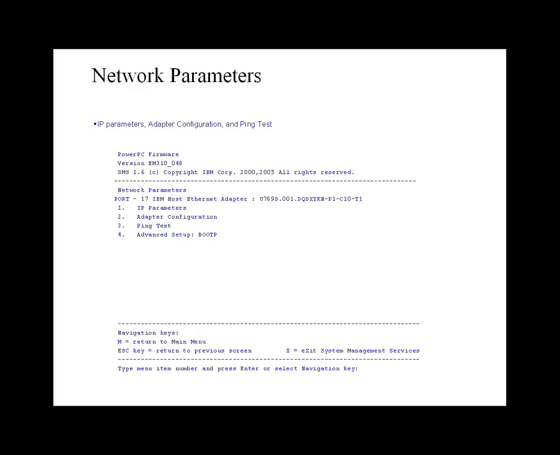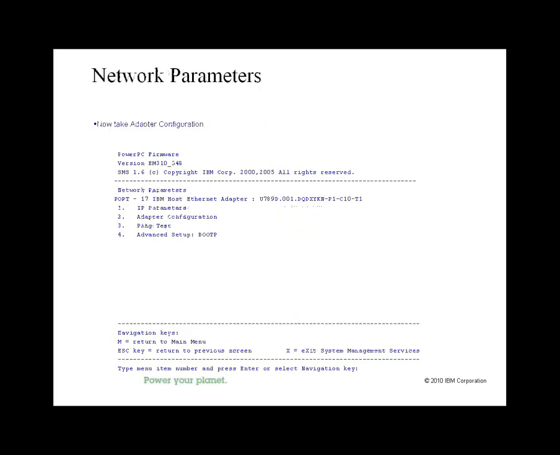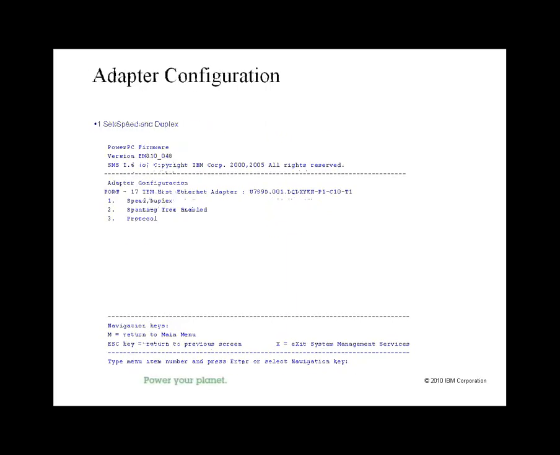And for that particular adapter, there's number 1, IP parameters. We'll fill in the client's IP address, fill in the NIM master's IP address or the server IP, and the client's gateway IP address, and the subnet mask. And then we'll escape from here, and we'll go into 2, adapter configuration.